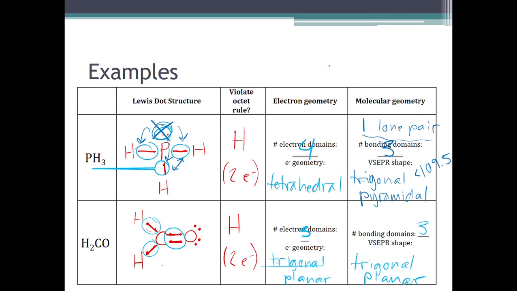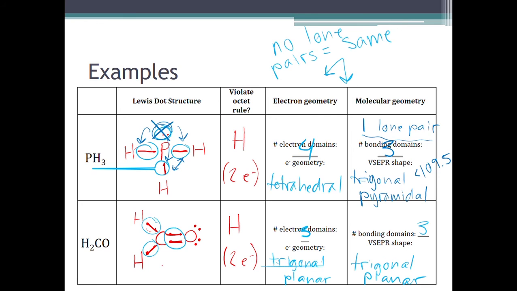So notice that if these 2 are the same number, you're going to have the same geometry for both. Put another way, if there are no lone pairs, your geometries will be the same. If you do have lone pairs, your geometries will be different. The lone pairs are what cause the change.